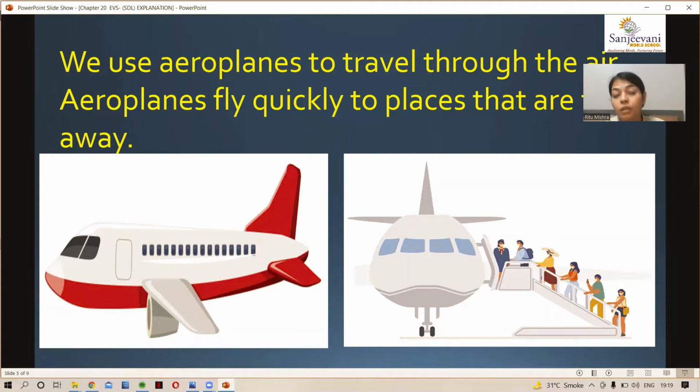Within some minutes you can travel from one city to another city. So this air transport is a very fast means of transport. Also, this mode of transport is expensive. So people usually, if they want to travel to a far place, only then they prefer this mode of transport. So we use aeroplane to travel to a far place. Aeroplanes fly quickly to the places that are far away.